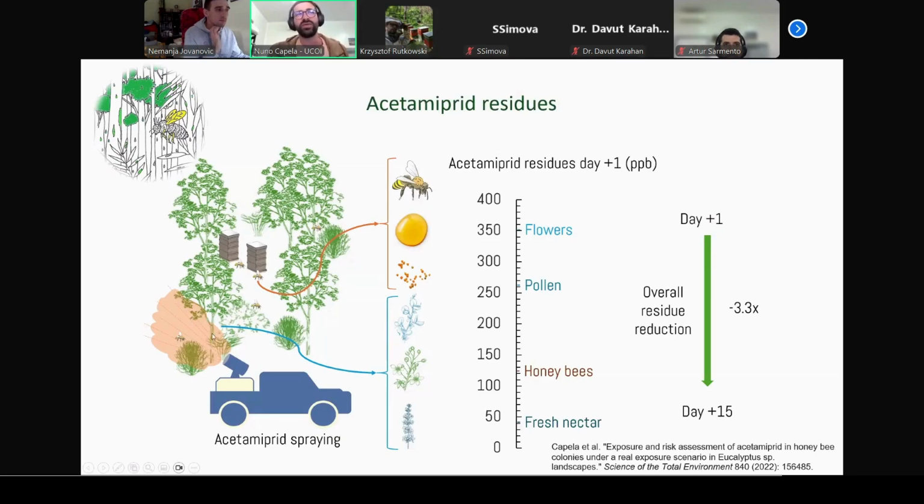And what we saw is that we collected samples from the hive, and samples from the trees and shrubs, mostly flowers. And these are the levels in ppb that we found. On flowers, of course, we found more acetamiprid than on fresh nectar. But the interesting thing is that these levels are quite low, and there was an overall reduction of 3 times in 15 days. So in 15 days, most of the acetamiprid had degraded up to 3 times.